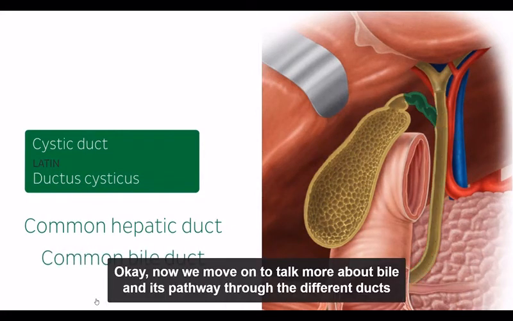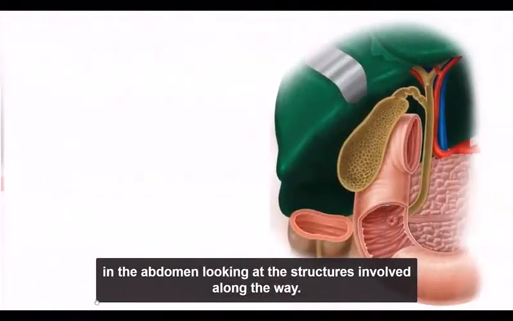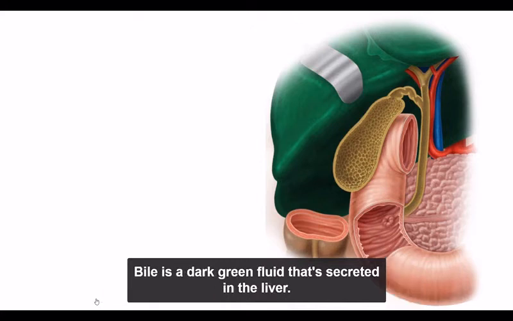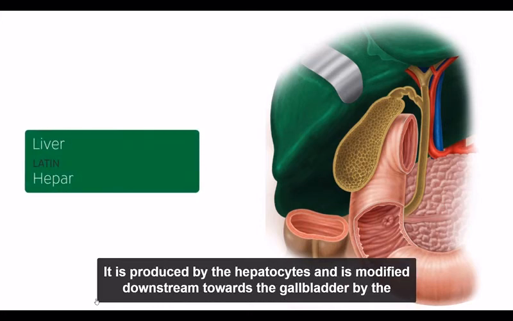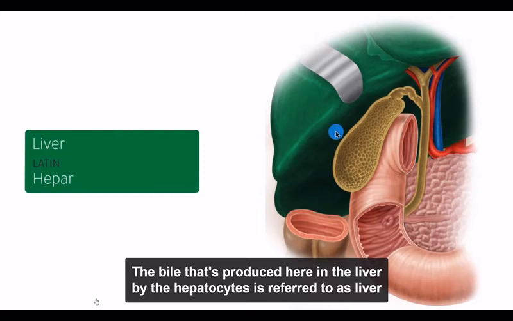Okay, now we'll move on to talk more about bile and its pathway through the different ducts in the abdomen, looking at the structures involved along the way. Bile is a dark green fluid that is secreted in the liver. It is produced by the hepatocytes and it is modified downstream towards the gallbladder by the bile duct epithelium. The bile that's produced here in the liver by the hepatocytes is referred to as liver bile.